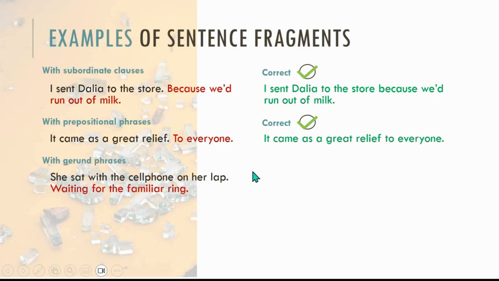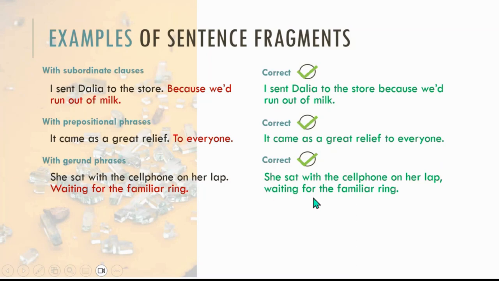With gerund phrases, that's the ing phrases. She sat with the cell phone on her lap, waiting for the familiar ring. Again, waiting for the familiar ring, that's not complete, doesn't have a subject and a verb. So we'll combine it with the previous. She sat with the cell phone on her lap, comma, waiting for the familiar ring. And you might see fragments like this one when you're reading novels. So fragments are much more acceptable in creative writing. They should have a purpose, but they are acceptable. They're not acceptable in academic writing, so we still need to learn to identify and fix them.